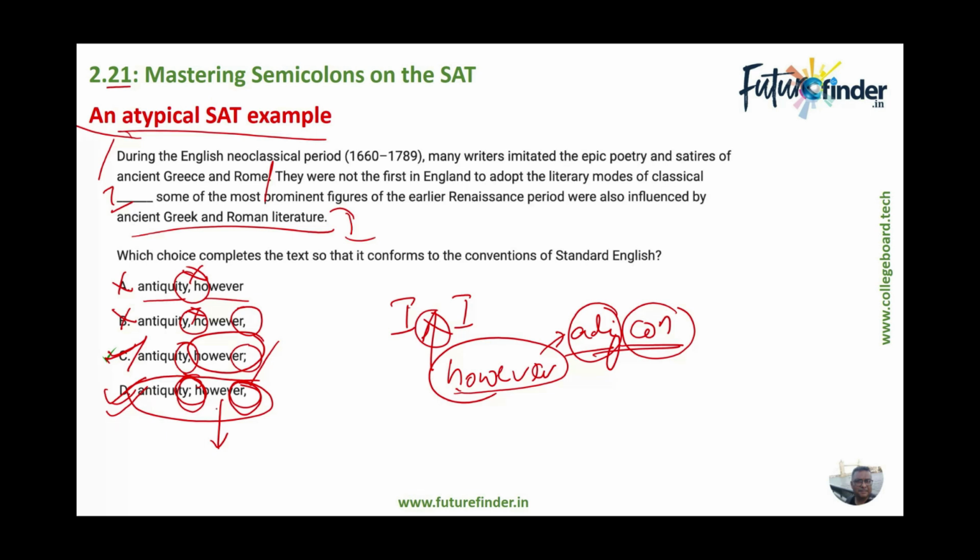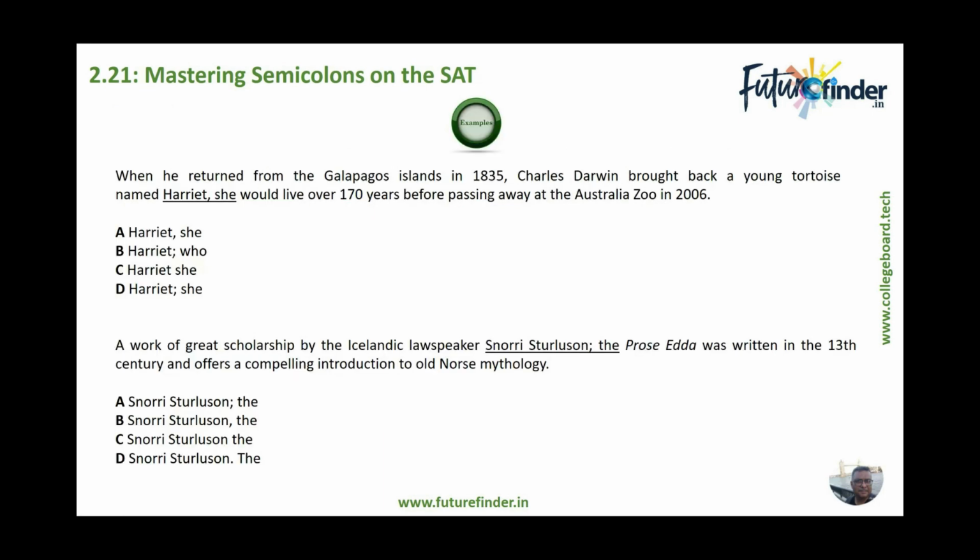We will have to see whether this "however" actually makes sense in transitioning between sentence A and sentence B. If not, then we have to consider this "however" along with the antiquity. The first sentence then simply reads, they were not the first in England to adopt literary modes of classical antiquity, however. Let's do some examples.